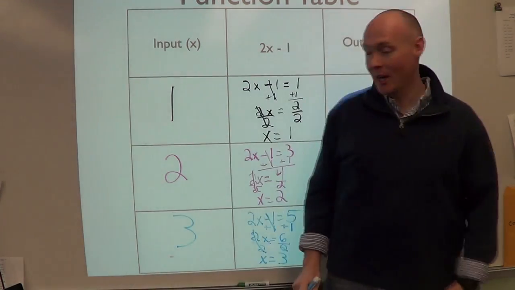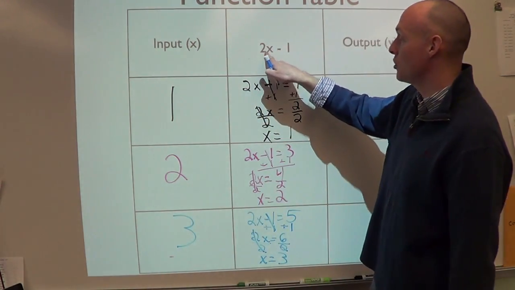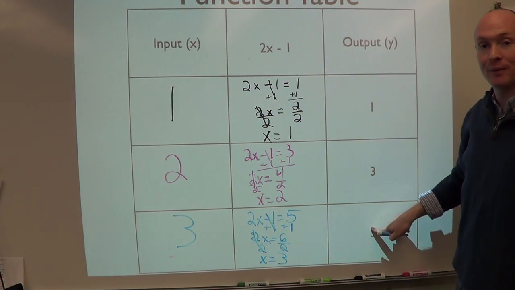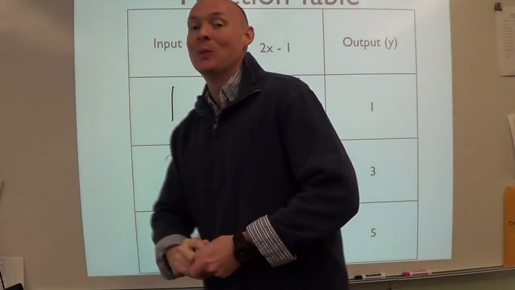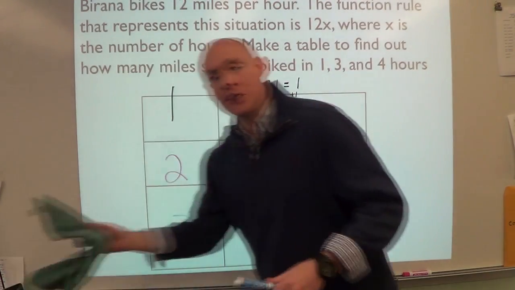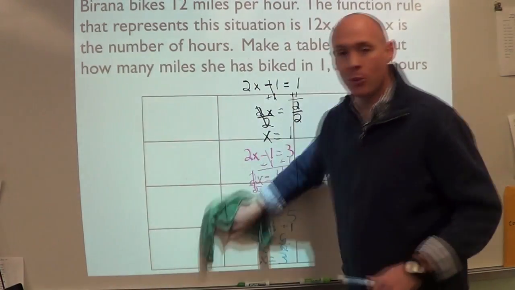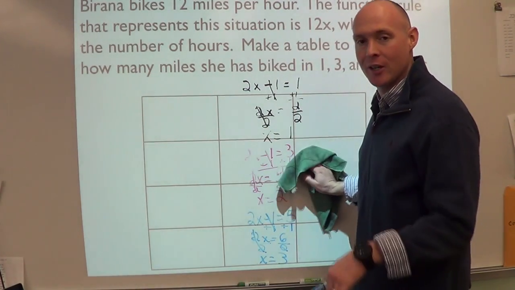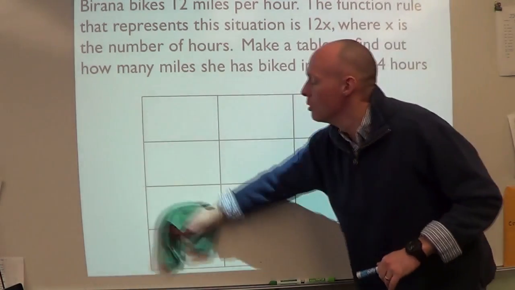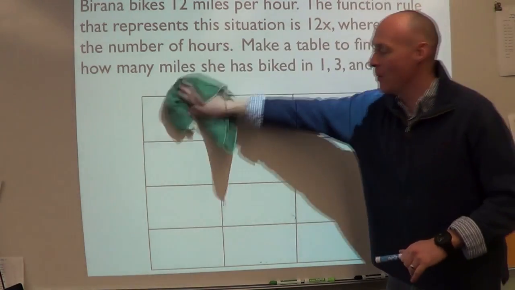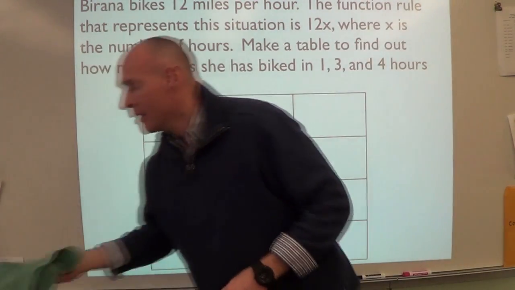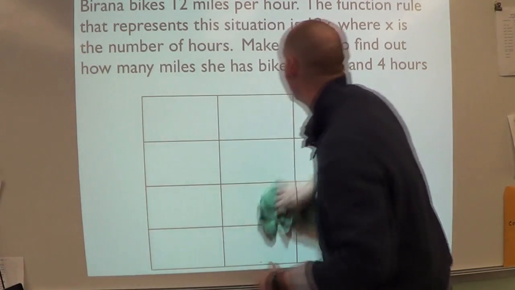Again, let's double check our work. 3 times 2 is 6, minus 1 is 5, and my output is 5. Good to go. We can also do everybody's favorite, word problems. So while I erase the board, this word problem, if you can't read it on the screen, I put it on your paper, so you should be able to read it just fine. We have word problems, and we have a completely empty function table. Nothing we can't handle, though. Here we go.